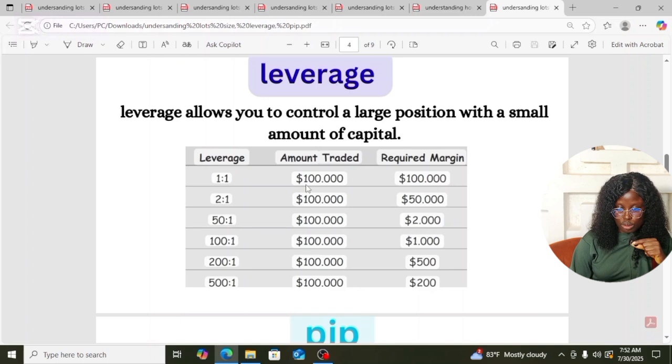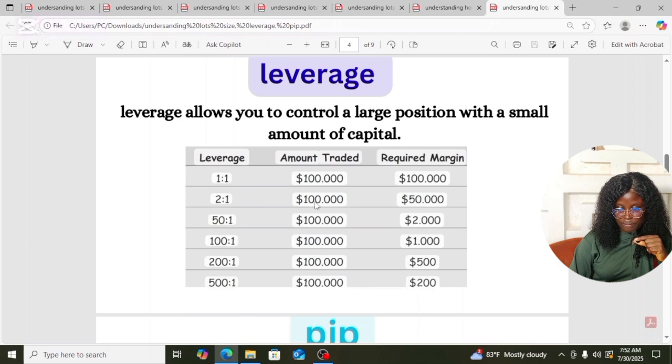Let's say the amount you have in your trading account is $100, and you are offered leverage 1:1. 1:1 is basically that the amount you are trading is the amount in your trading account. That's going to be your normal margin. Your margin is just the amount in your trading account multiplied by your leverage. That's what your margin is. You grab it? Okay, so that's it.